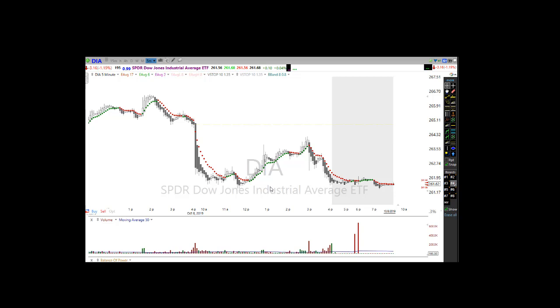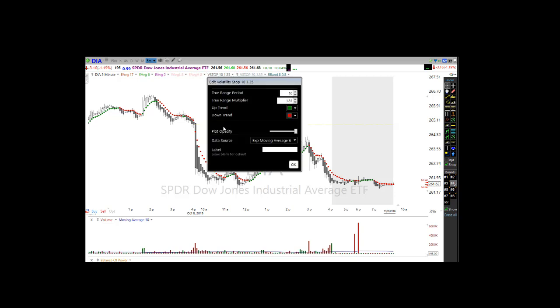Okay, there is one difference to the volatility stop that I use on Heiken Ashi, and this is just due to the calculation of the Heiken Ashi candles. I've adjusted this a little bit. It's 10 periods. 1.35 is the multiplier. The other one on standard candlesticks is 10 period 1.50. So it's just a tiny little bit different on the Heiken Ashi to give you a very similar reading to a standard chart.